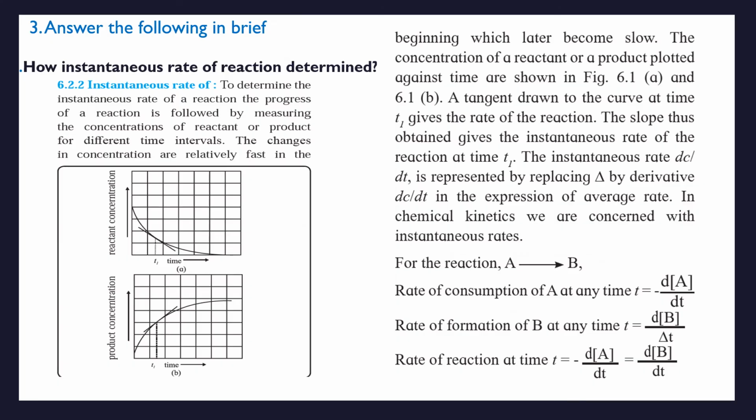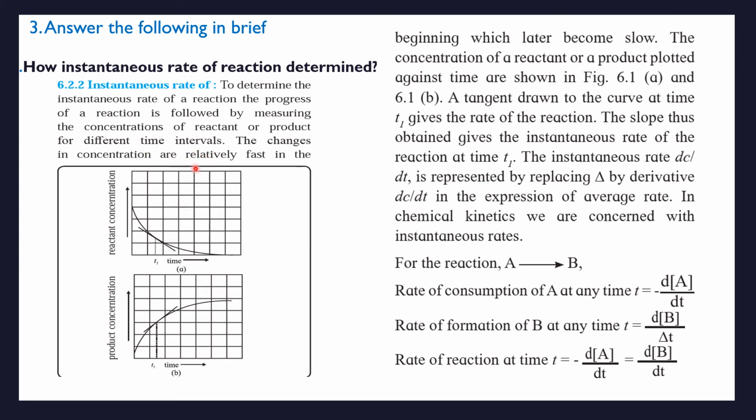Question number 3. Answer the following in brief. First question. How is the instantaneous rate of reaction determined? Answer. To determine the instantaneous rate of a reaction, the progress of the reaction is followed by measuring the concentration of reactant or product for different time intervals.